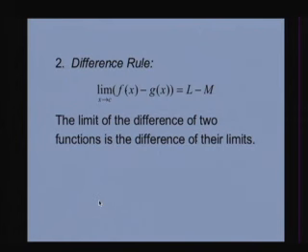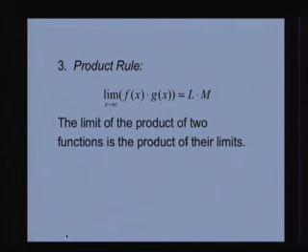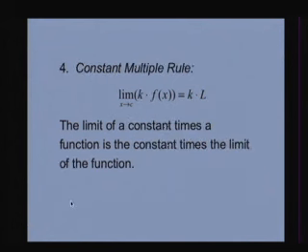We have the difference rule, which tells us that the limit of the difference f of x minus g of x is the difference between their two limits, L minus M. The product rule tells us if we're taking the limit of the product of f of x and g of x, that's going to equal the product of their limits, L times M. The constant multiple rule tells us that if we have the limit of k, which is a constant, times f of x, then that's just going to equal k times the limit of the function, in other words, k times L.